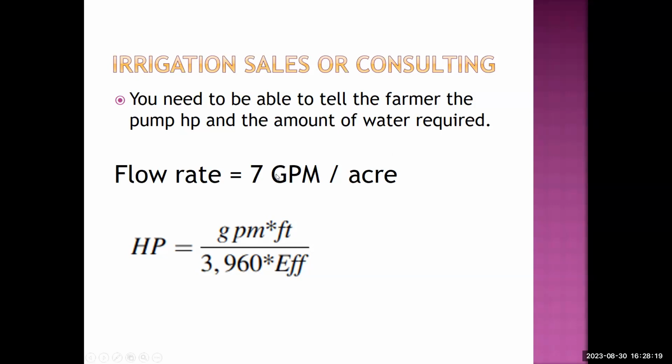And that was due to the evapotranspiration rate in Eastern Washington State. Around here, you might say 10 gallons per minute per acre would be the flow rate that you tell them. So if you had 200 acres, you'd say you need 2,000 gallons per minute. And then the pump horsepower, in English units, is gallons per minute times feet of head over 3960 times efficiency. So it's good to memorize those two equations.